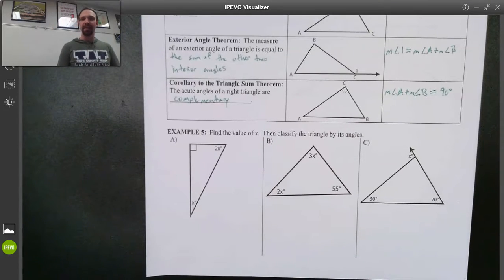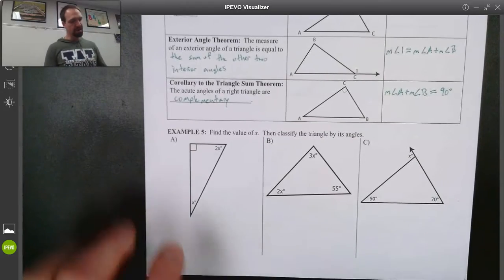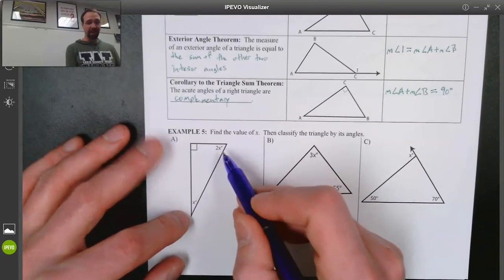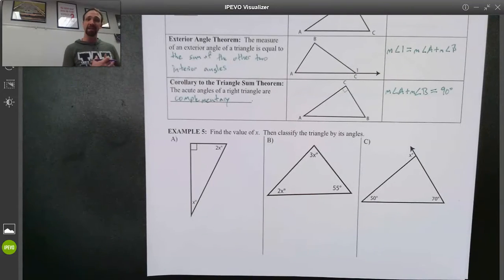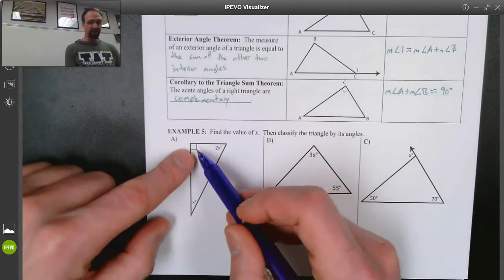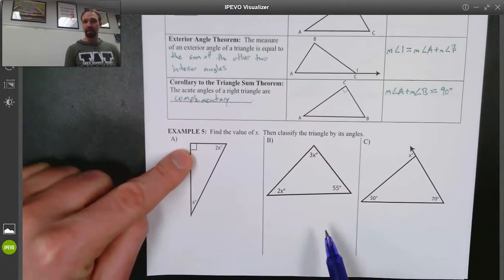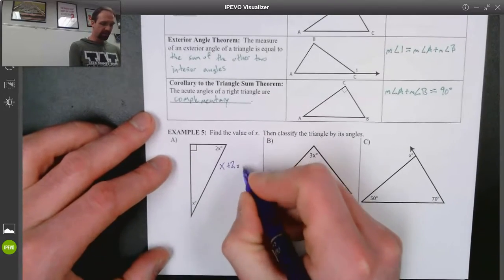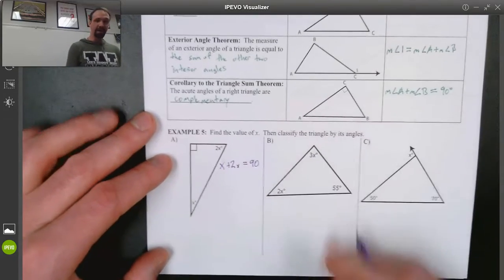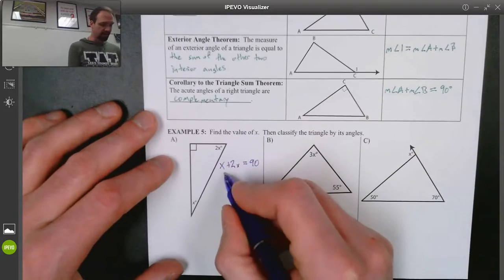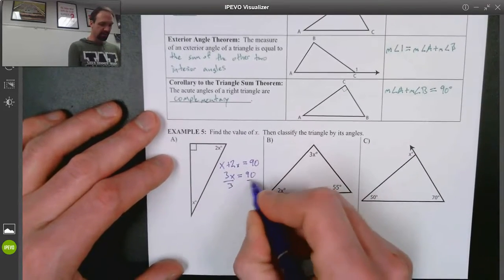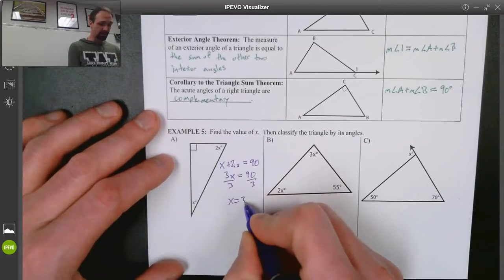So for Example 5, it says find the value of x, then classify the triangle by its angles. We know that these two measurements, x and 2x, these two angles have to be complementary. We know that because this is a right angle and this is a corollary to the triangle sum theorem. So if I add x plus 2x, I get 3x. 3x equals 90. Divide by 3 on both sides, and I get x equals 30.